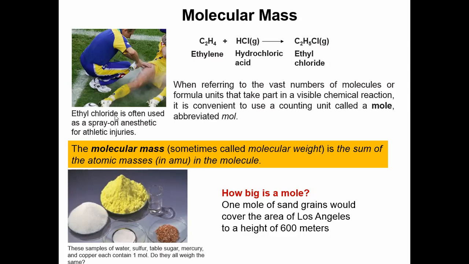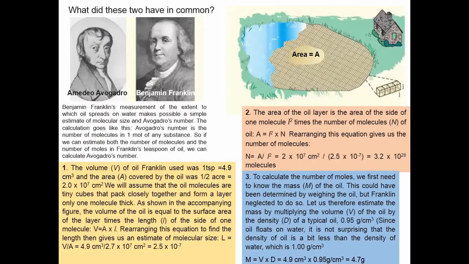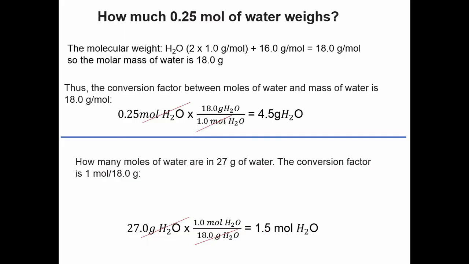By the way, ethyl chloride is often used as a spray-on anesthetic for athletic injuries, because once you release it, it's an endothermic process, so it cools down the area. I'll skip this. I don't think they really need this, but I want you to look at this here.